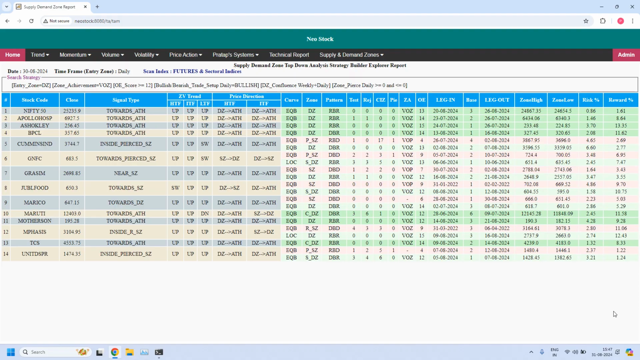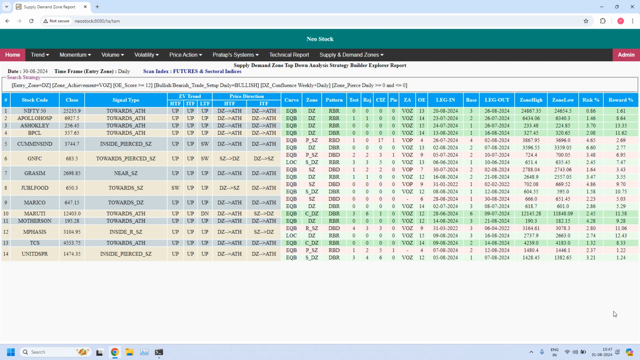See, from 30 the list has come down to 14. All these 14 stocks are supporting bullish trade setup for monthly income trade, and also the daily demand zone and the weekly demand zone are having confluence, zone confluence.